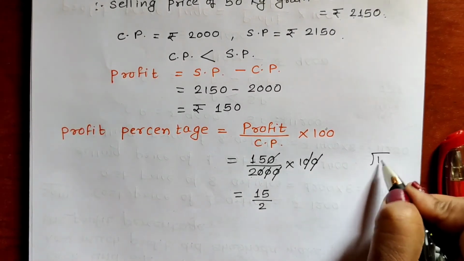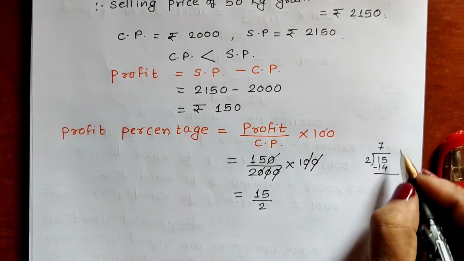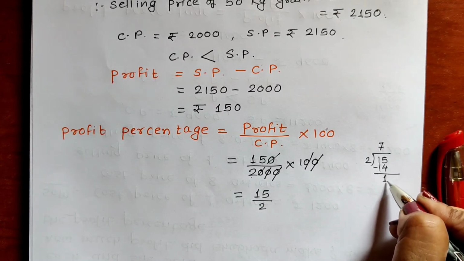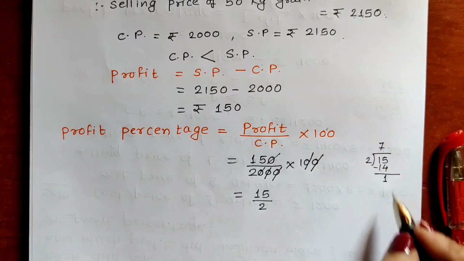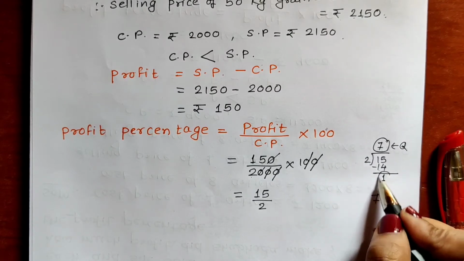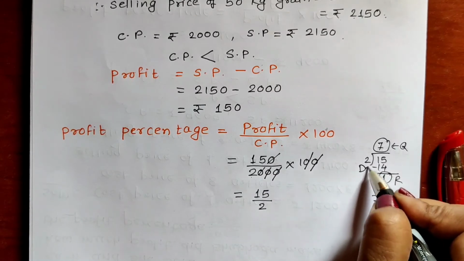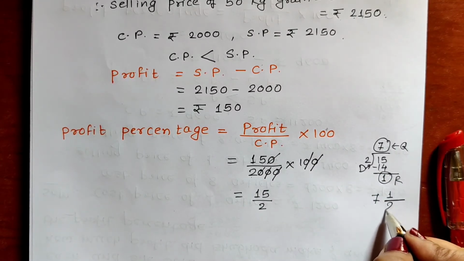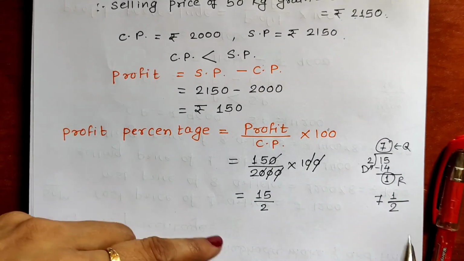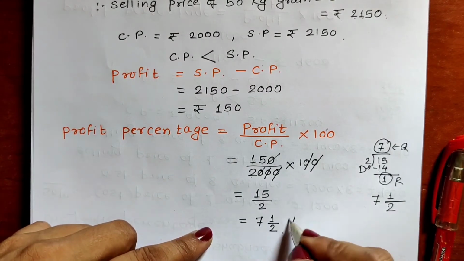So 15 divided by 2, how you can do? 2 sevens are 14. 15 minus 14, 1 remaining. After 15 nothing is there, so this 1 is the remainder. How to write it in the mixed fraction? This quotient should be written as the integer. Remainder should be written as the numerator, upon divisor should be written as the denominator. You all have learned it in the lesson of fraction. So in this way we have got the answer 7 integer 1 upon 2%.